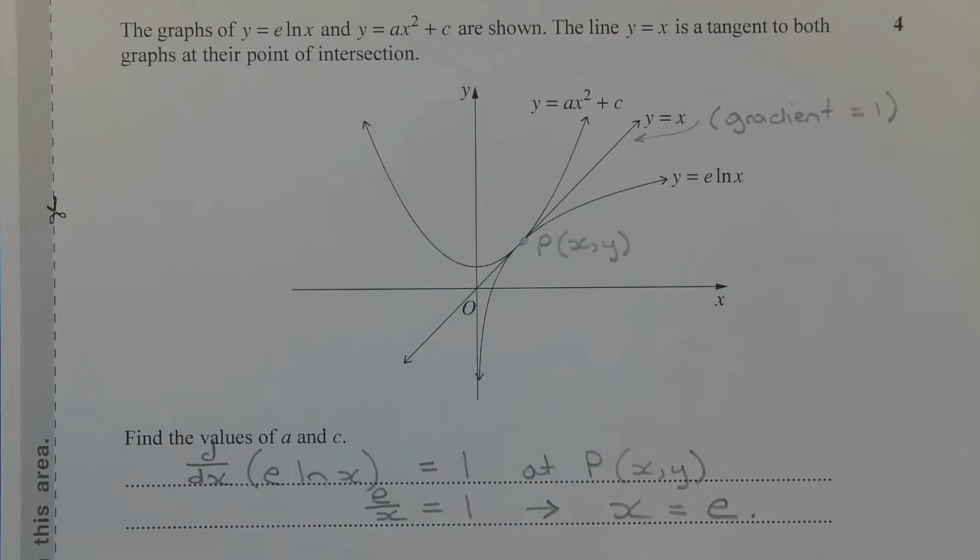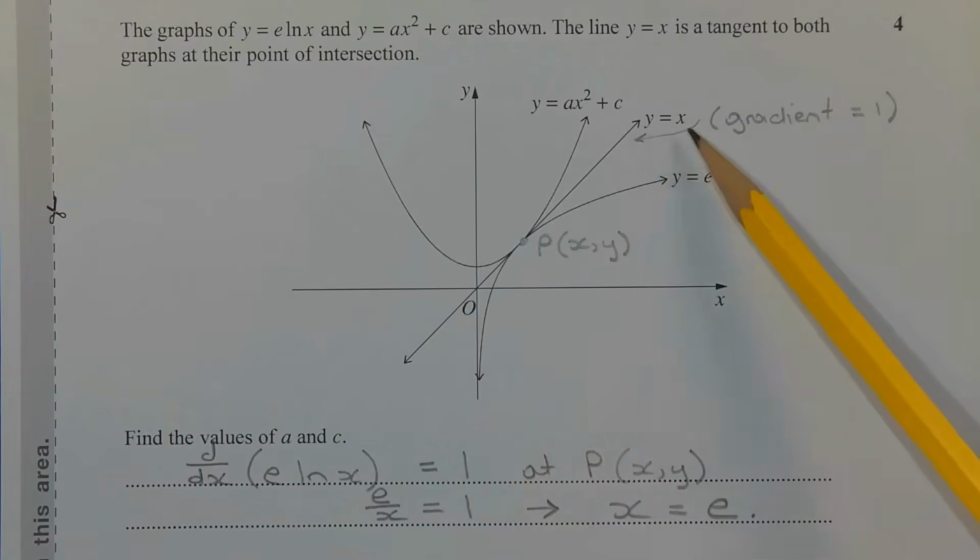So the overall strategy is to find the coordinates of point P, in other words, finding the values of x and y, and we use this graph here, y equals e times ln x, to do that. And once we have that, we can proceed to find the values of a and c on the graph of y equals ax squared plus c. Now, since point P is a common point of contact of the tangent to both graphs, the gradient of the tangent to both curves is identical.